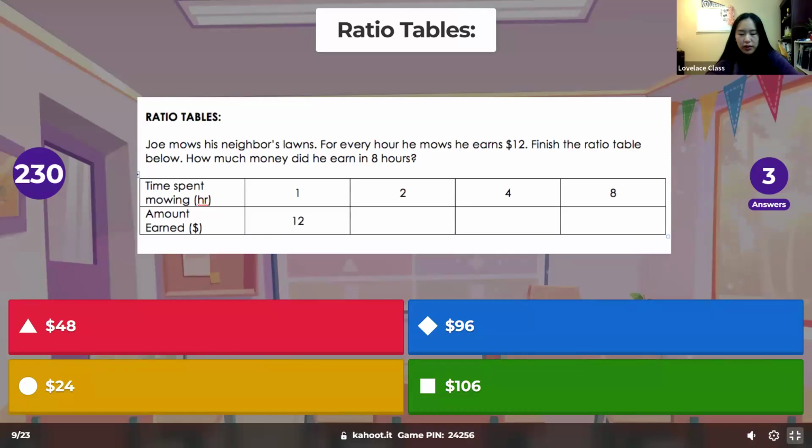Okay, this is another equivalent ratios problem, so watch out, but you're pretty right. You guys got this.